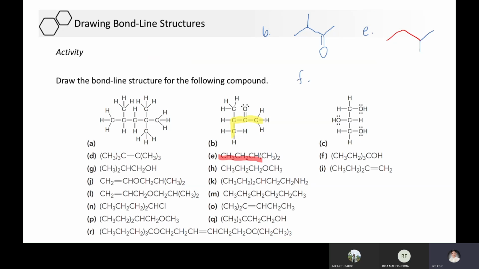Letter F, we have CH3, CH2, tapos tatlo nun, tapos COH, no? Ay, ganun ang effort. So, draw ko muna yung COH, no? Yung itsura nun. Ayan, OH. Ito yung carbon, ito yung OH, di ba? Tapos, dudugtungan ko na lang tong carbon na to ng tatlong CH3, CH2. Okay? So, palitan ko muna. Ayan. Parang siyang propeller, no?